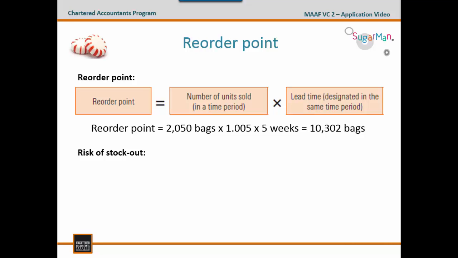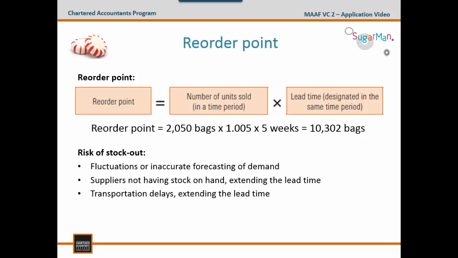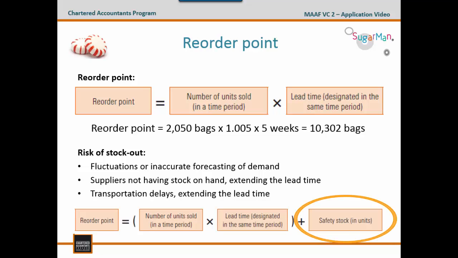The following are reasons to hold safety stock: fluctuations or inaccurate forecasting of demand, suppliers not having stock on hand, transportation delays, which would also extend the lead time. All of these are reasons to hold safety stock. Anything that means that the level of demand might not be correct or the lead time might be extended increases the risk of a stock out. The safety stock held to mitigate this risk would then be reflected in the calculation of the reorder point.